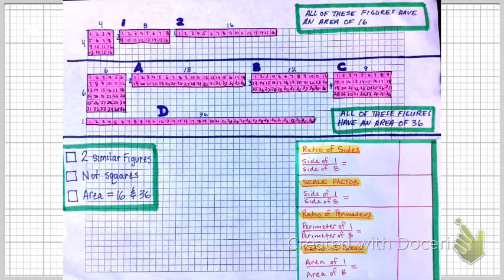So in the problem, there were three requirements that you had to meet. The first one was the areas had to be 16 and 36, and all of the pictures that you're looking at either have areas of 16 or 36, so I've met that requirement.